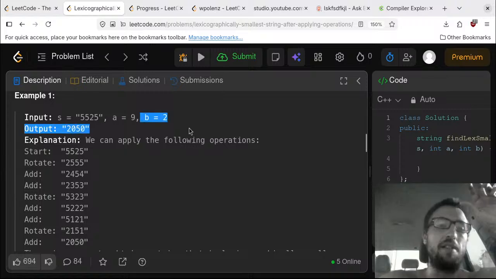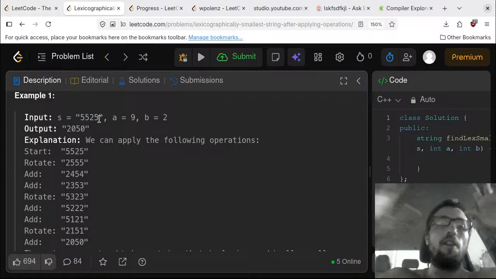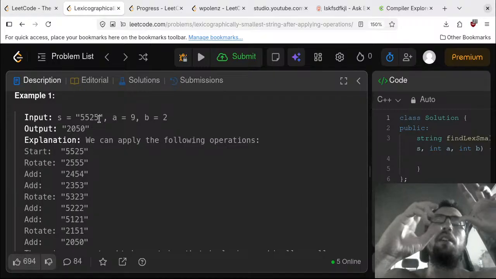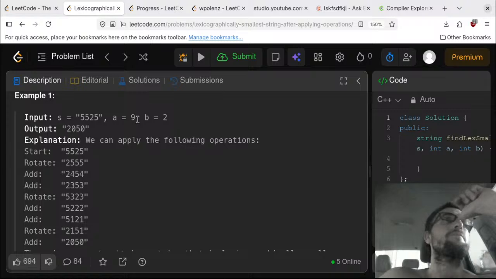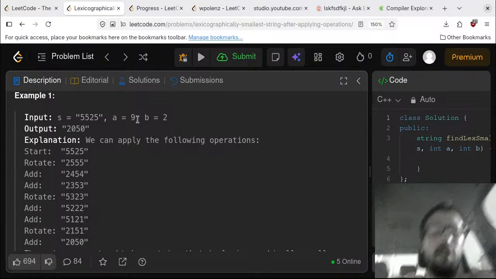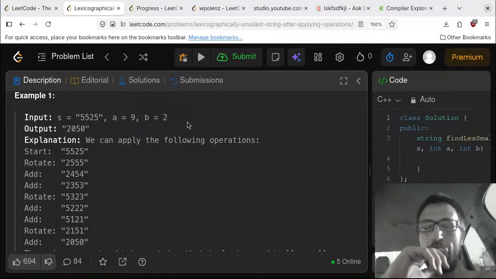That's when B is even. When B is odd, I can access both the even and odd indices, and so the canonical string should be the initial string with A added at the odd indices, mod 10, but then rotate once and then add A to that section, however many times that needs to happen. So I think a single rotation on B is probably the right way to go. If B is odd, it's just a single rotation. And that should be fine.